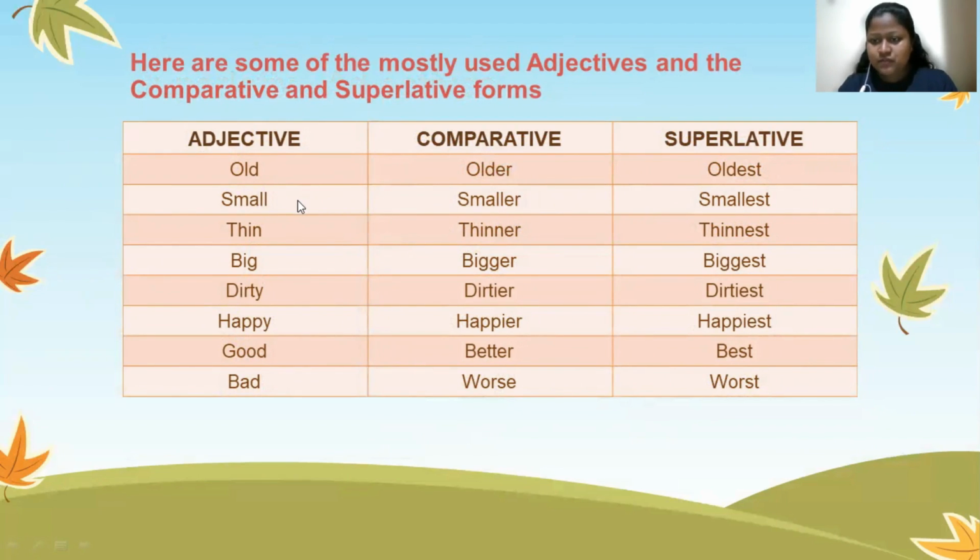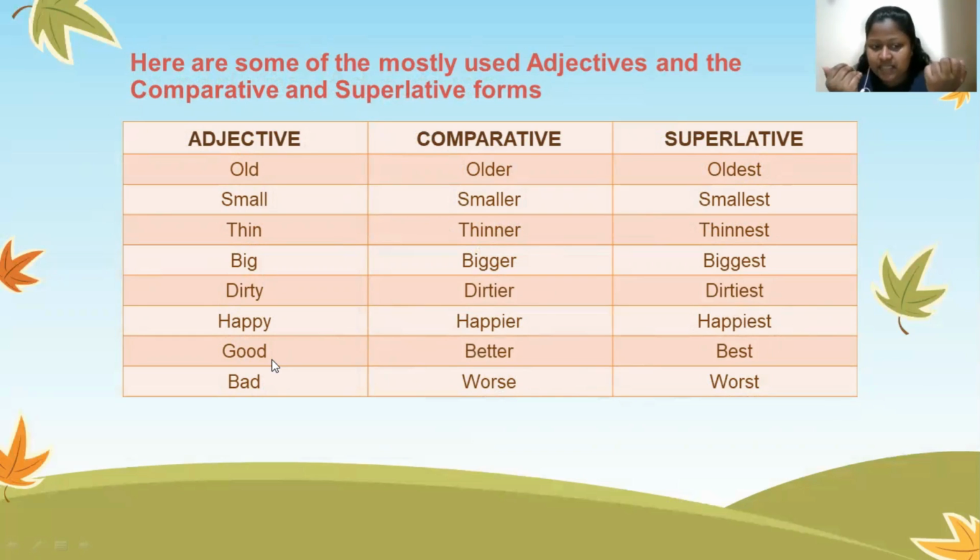changes. Same in small. But when it comes to thin, we add an extra N at the end and then we add ER. Same here. This is the same way that we used when getting the comparative and superlative forms of the adjective big. Dirty has a Y at the end. We remove the Y and add I instead, and then we add ER or EST. Same in happy. Now let's look at these two adjectives, good and bad.